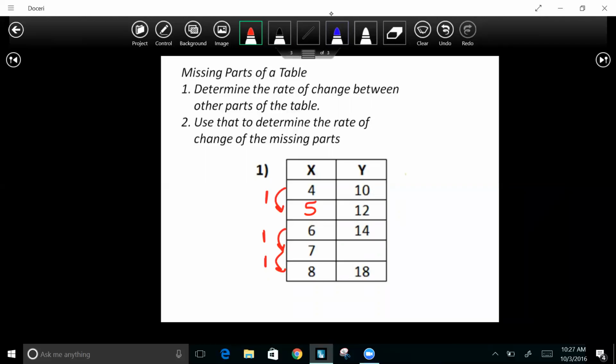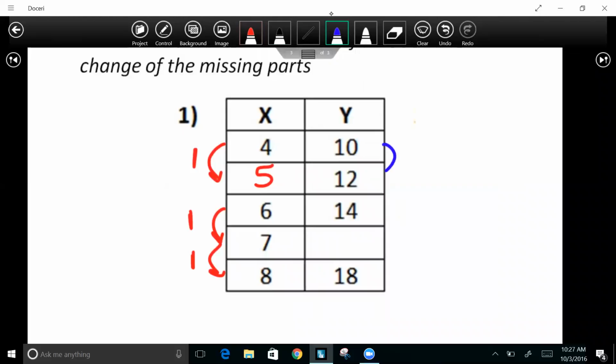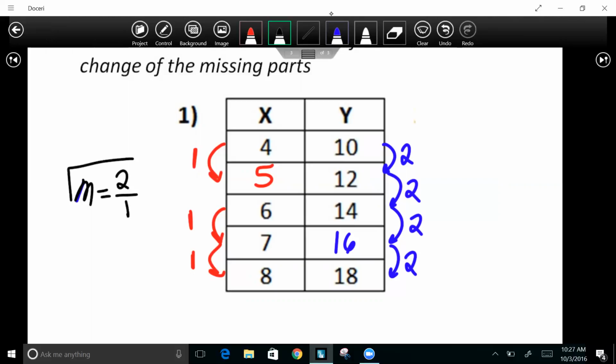So that's my input. We're going to do the same thing to y. My rate of change from 10 to 12 is, I'm going to be able to use that. 12 to 14. So that means 14 to my next one should be 16. It should be increasing by 2 every time. Can I find my ratio? What's my rate of change? 2 over 1. It is linear. It is linear. And that's all what you want to be able to do.